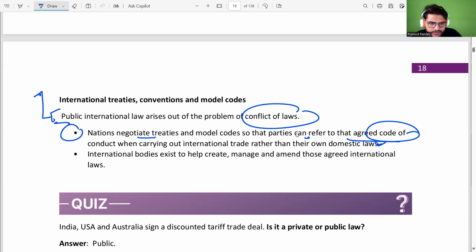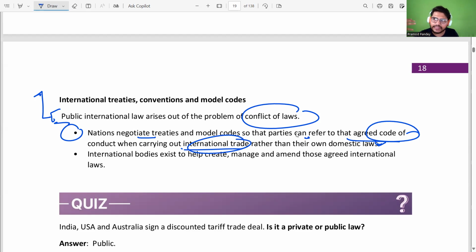So nations negotiate treaties and model codes so that parties can refer to that agreed code of conduct when carrying out international trade rather than their own domestic laws. So this is what they are talking about. It is obvious that when they are making international transactions, they have to be in line with international trade rules and regulations.